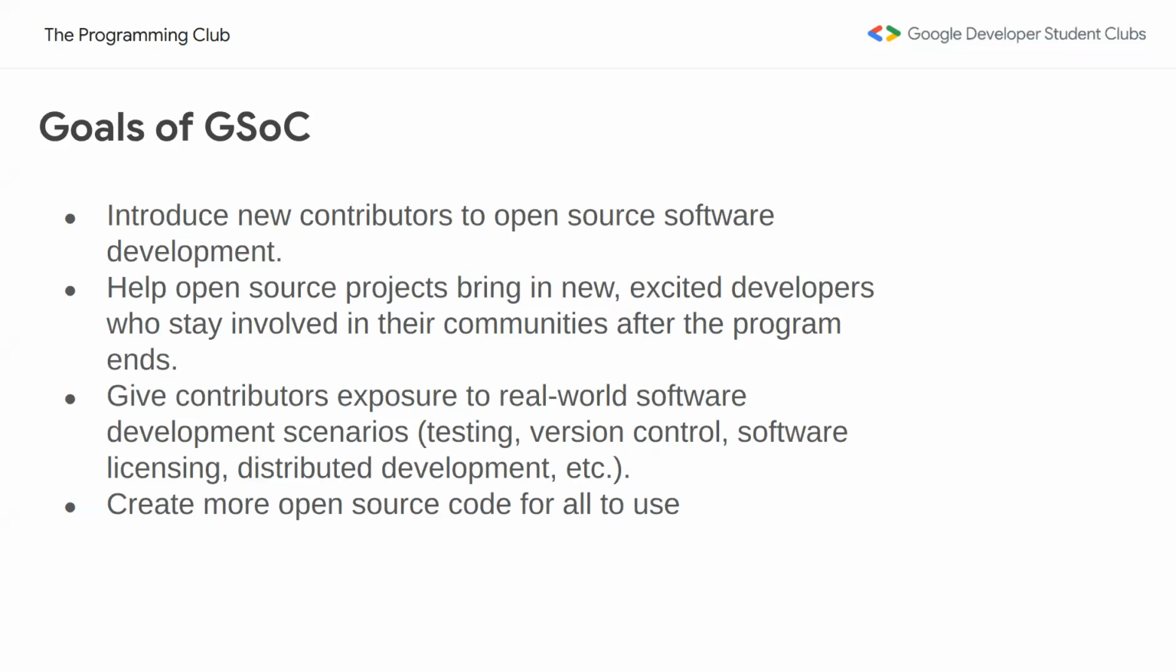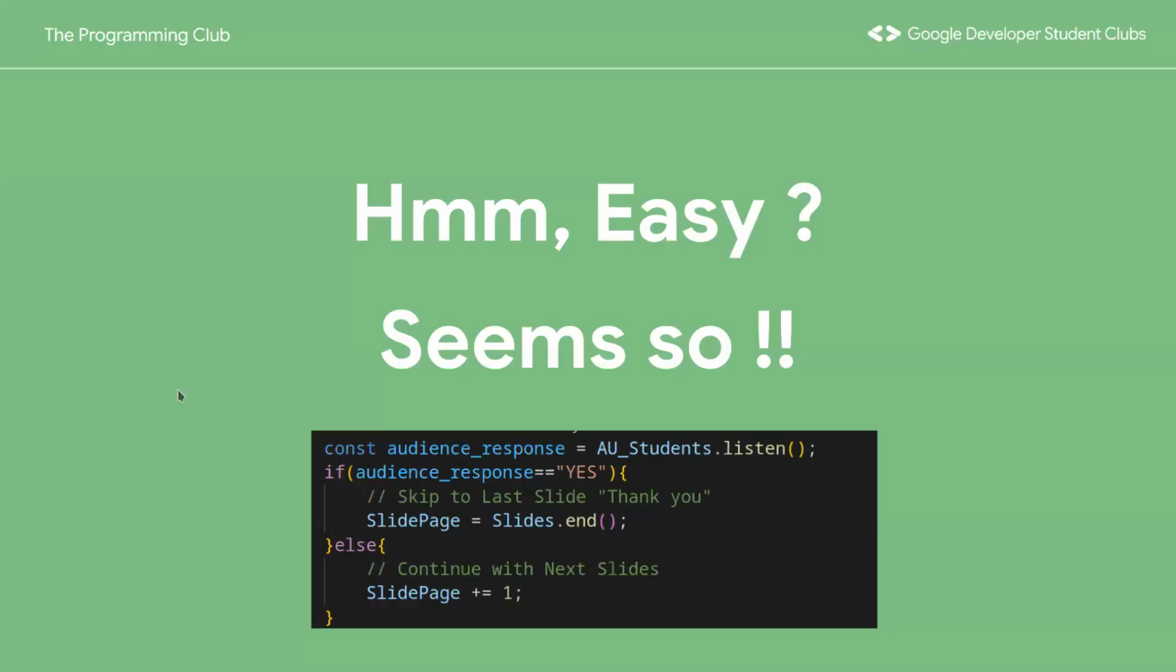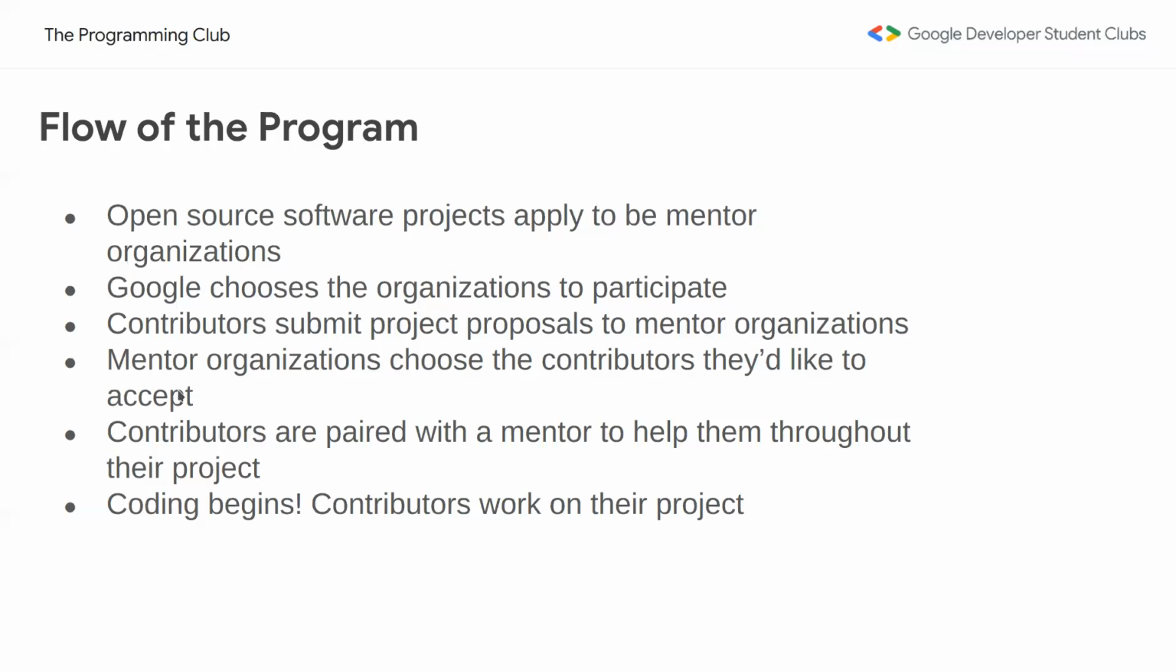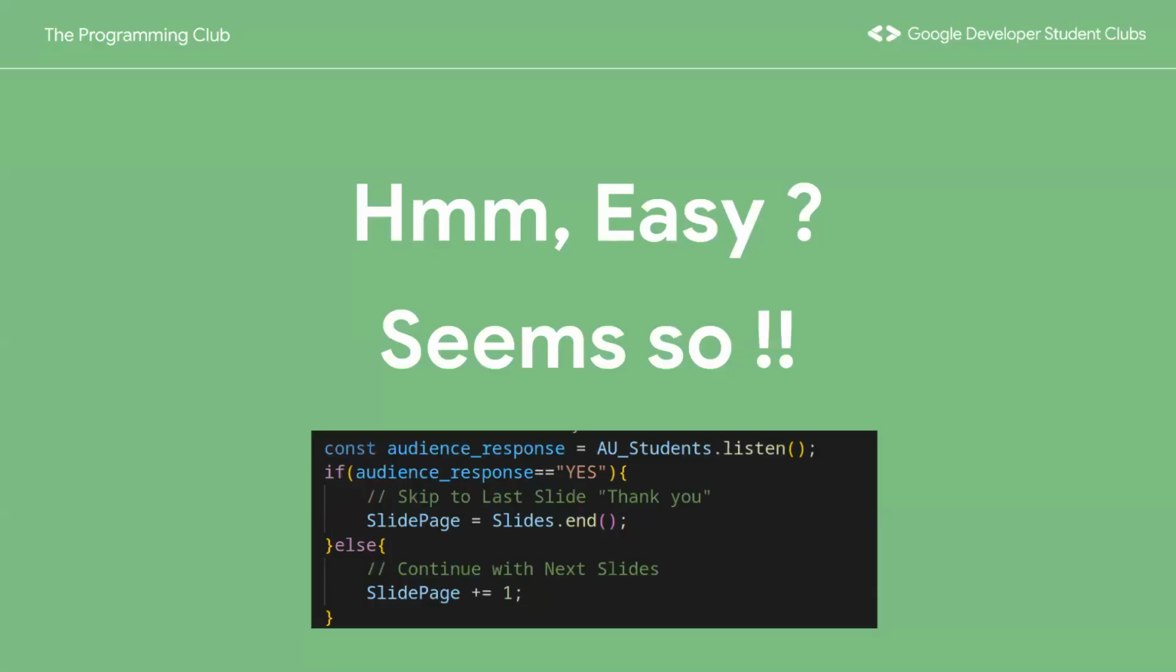Then the coding period begins, and the contributors work on their projects. So this is how the entire flow of the GSoC program is. Pretty easy, right? It's pretty simple. You just submit one proposal, your proposal gets shortlisted, and that's it, you are a GSoC contributor. Let's see what the audience response is. If people understand this, then we can directly skip to the last slide. Otherwise, let's see the intermediate steps as well. So what do you guys feel?